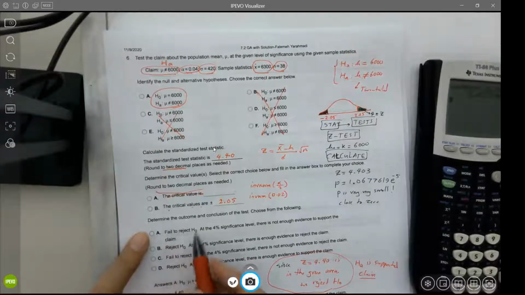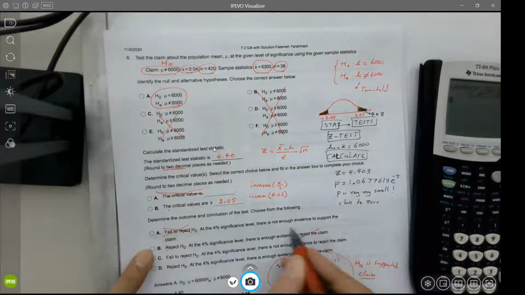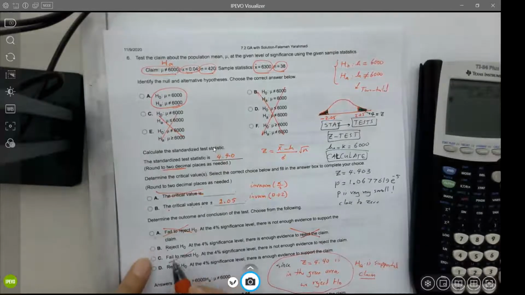So we fail to reject, no. We reject the null hypothesis, and here it says at 4% significance level, there is enough evidence to reject the claim. No, we're supporting the claim. So this is not this, fail to reject. No, we reject the null hypothesis, and there is enough evidence to support the claim.